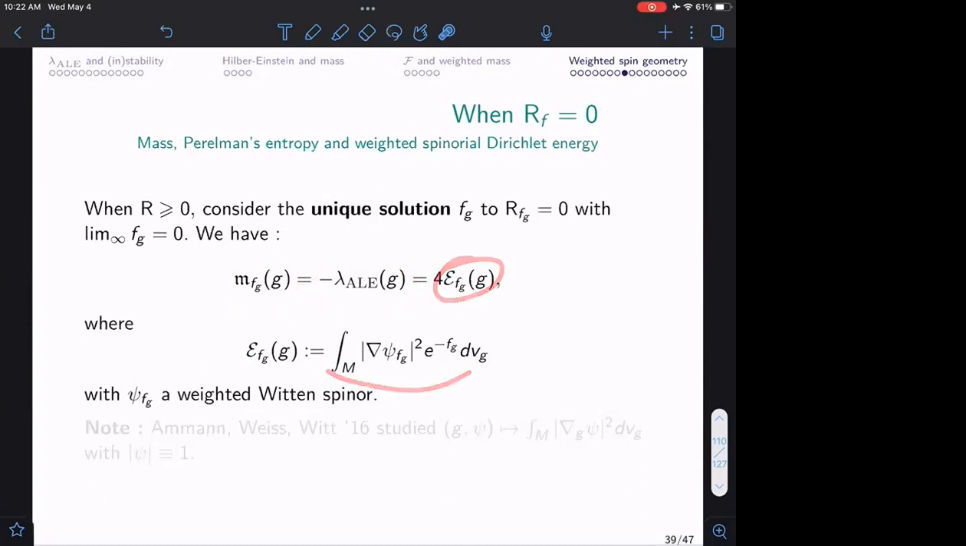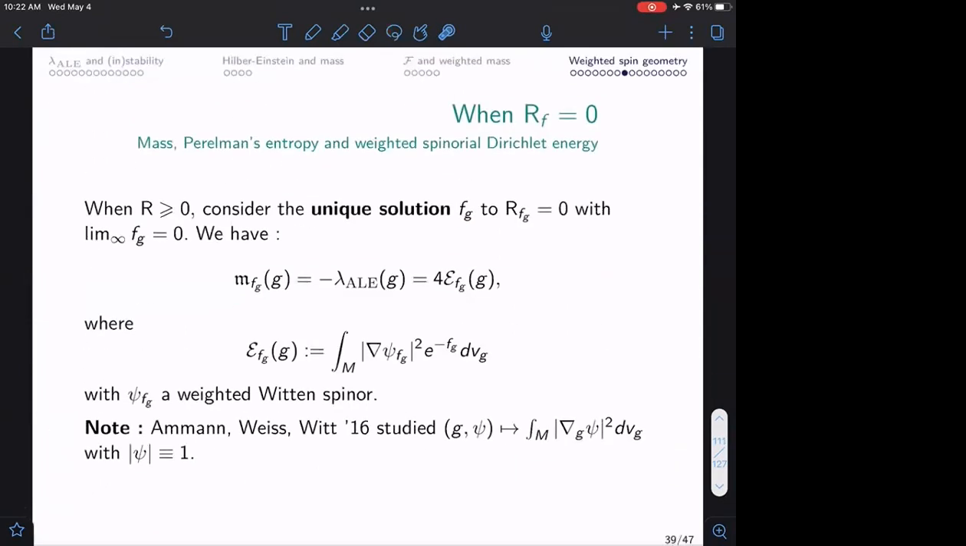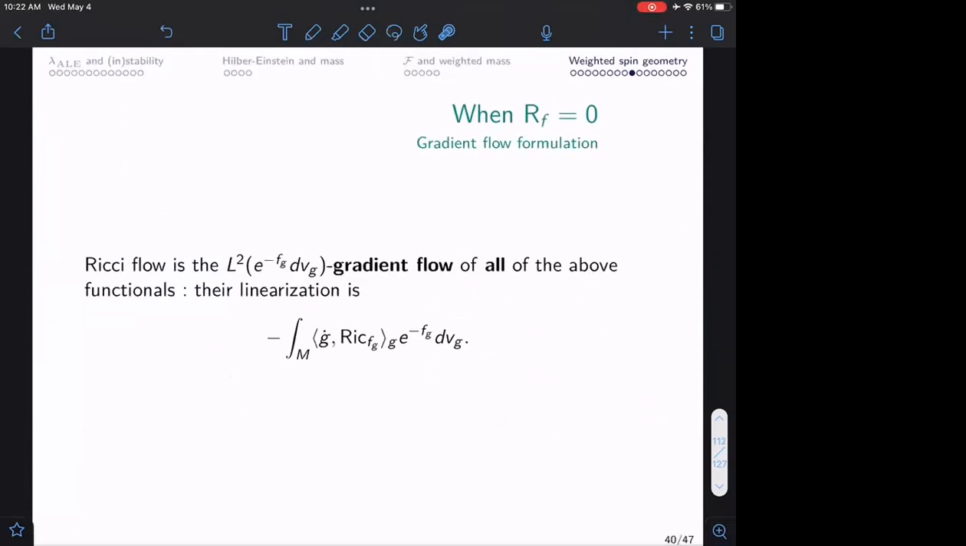And this is an energy, I mean, this would be a minimization on the whole manifold once you fix F. And all of these things are equal, and this is interesting to us also because this is almost the same. This is the weighted version of a spinorial energy introduced by Ammann, Weiss, and Witt, where they take the same functional but unweighted, and they study its variational properties, and they introduce a spinorial flow that's its gradient flow. In our case, the gradient flow is Ricci flow, which, depending on what you want to do, is, at least for us, quite an attractive formula, that the gradient flow of all of our functionals is Ricci flow, which is already studied a lot.